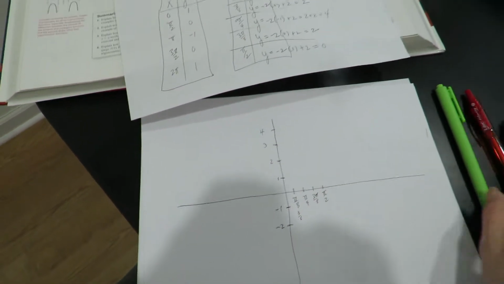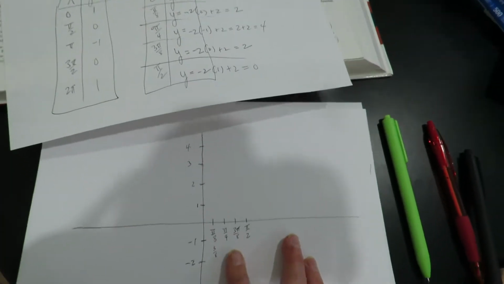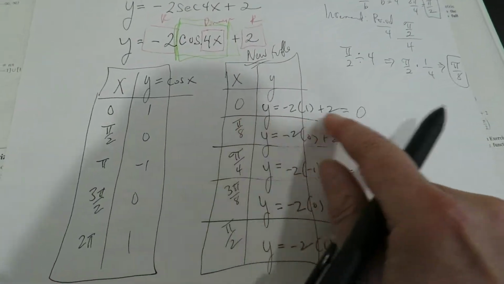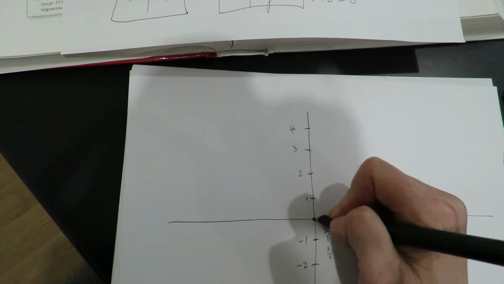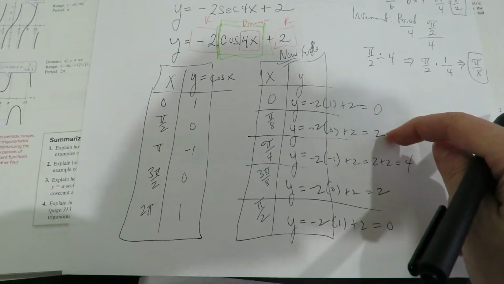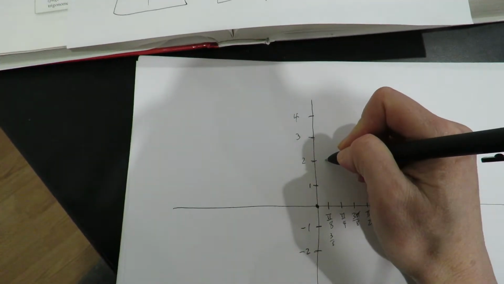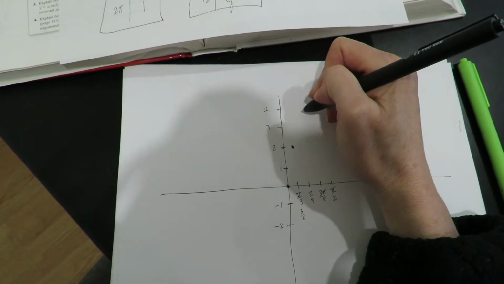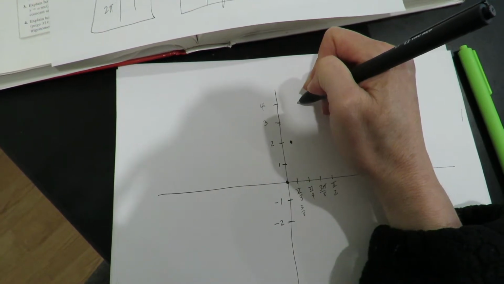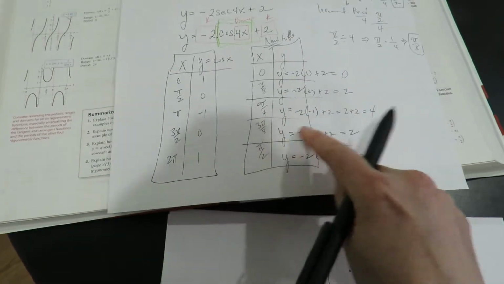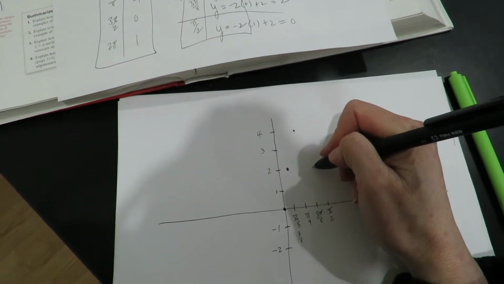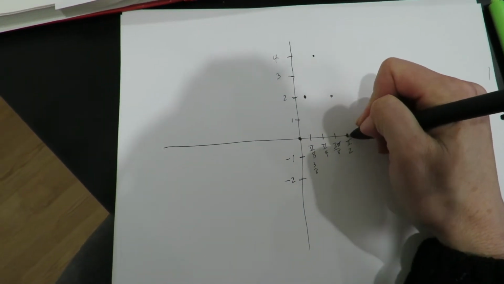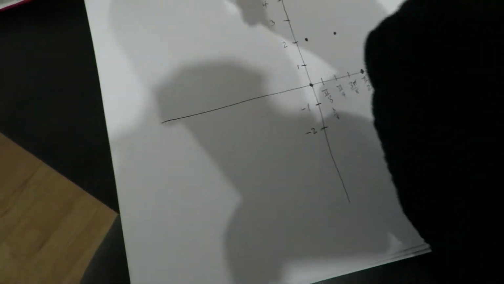Okay. All right, let's put these points down. 0, pi over 8, 2, pi over 4, 4, 3 pi over 8, 2, pi over 2, 0. Okay, so like again, we said there's a lot of stuff going on here.